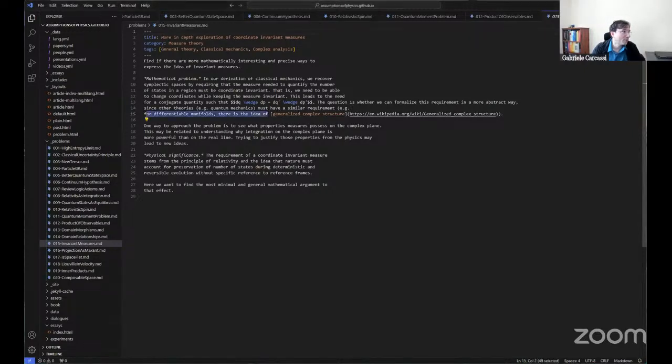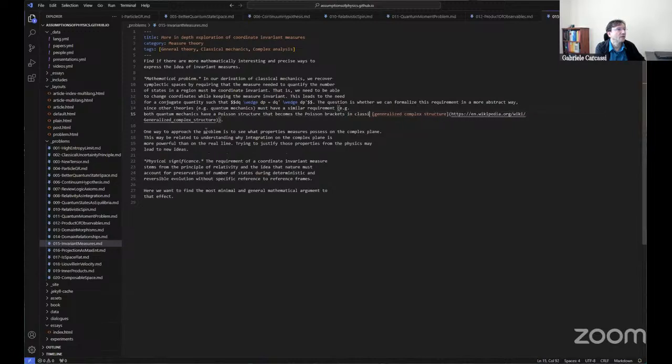Both classical and quantum mechanics have a Poisson structure that becomes the Poisson brackets in classical mechanics and the commutators in quantum mechanics. This is also probably related to the generalized complex structure.